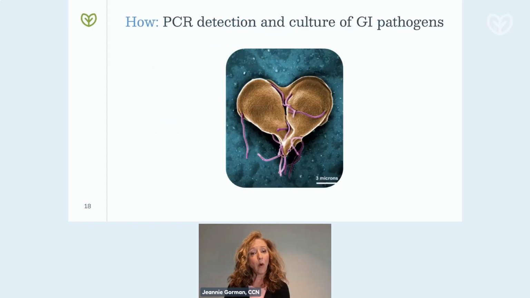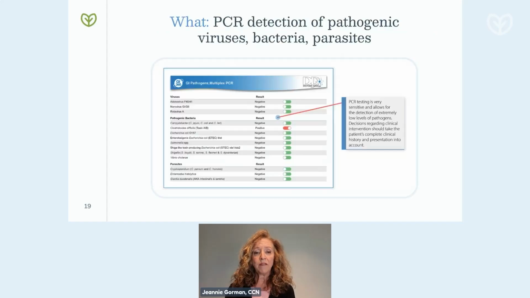So now we're at the how. How does PCR work? We're looking for beneficial bacteria, remember, and pathogens. We've already gone through the beneficials. These are the pathogens: looking for pathogenic viruses, bacteria, and parasites. Again, very specific technology.